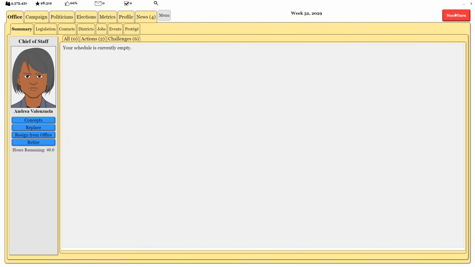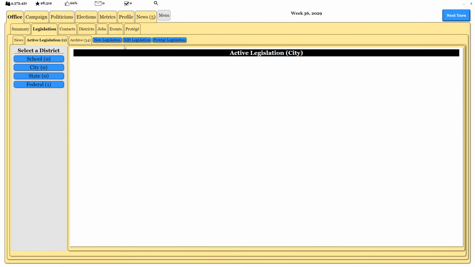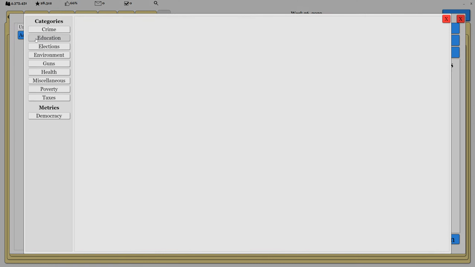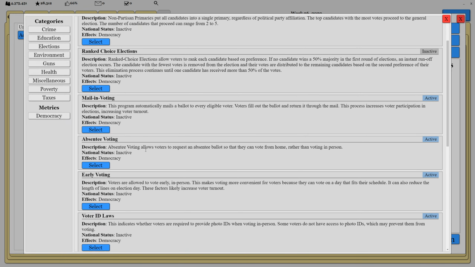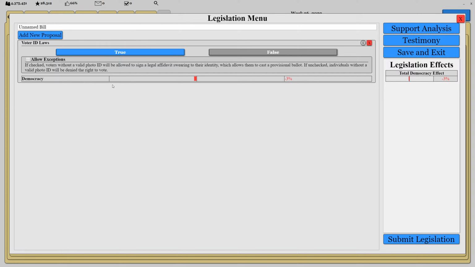In the next round, I'll send an amendment through and try to change it to allow for exceptions. Unless... No, I'm gonna try to do that now because we have a new election coming up. Mail-in voting, absentee, voter ID, allow exceptions.